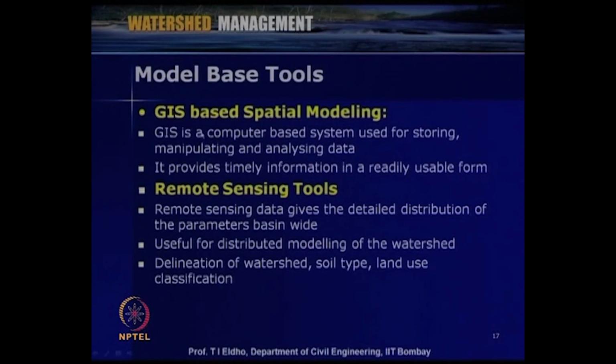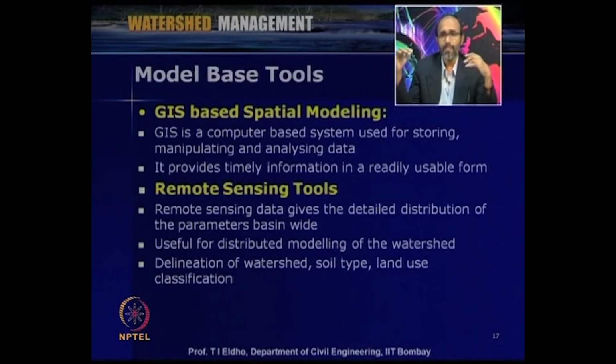As we discussed in one of the previous lectures, GIS is a computer based system used for storing, manipulating and analyzing data. It provides timely information in a readily usable form. Based upon the data, we can manipulate it and generate different maps like topographical maps, land use map, land cover map, soil map, and digital elevation models. All these aspects we have seen. So, GIS is very helpful, especially in watershed management or water resource management, and it can be effectively used as a part of the decision support systems.